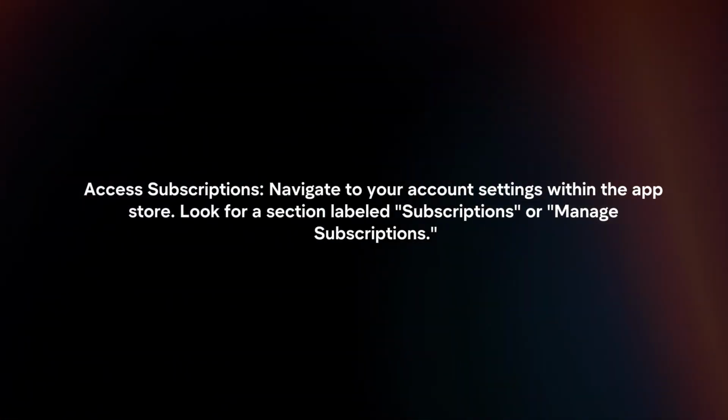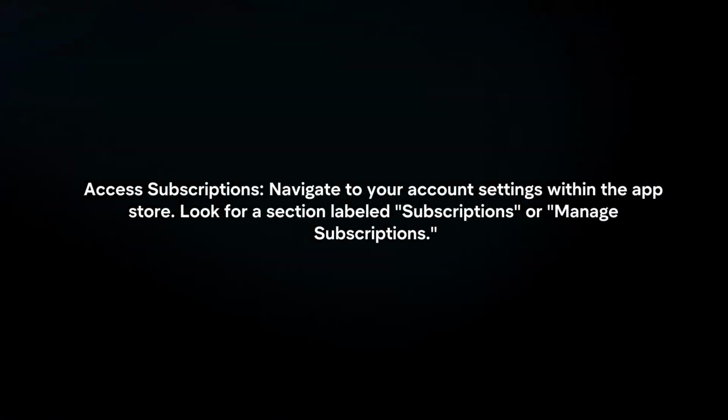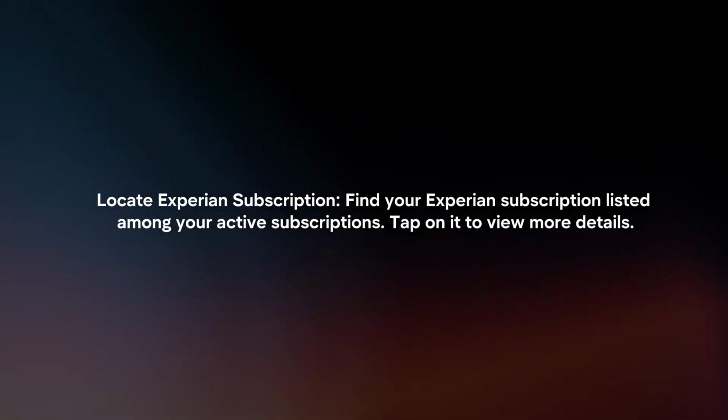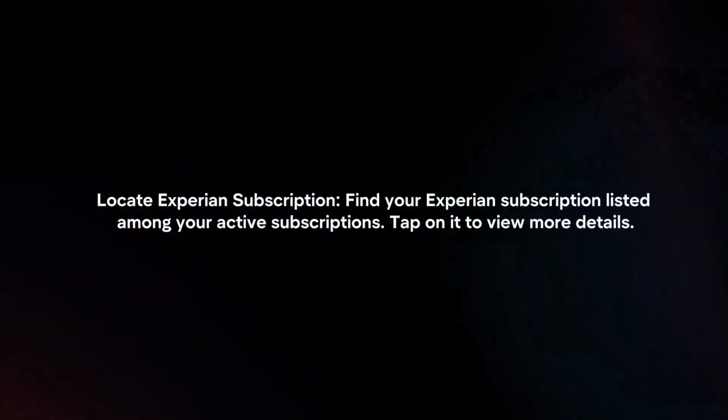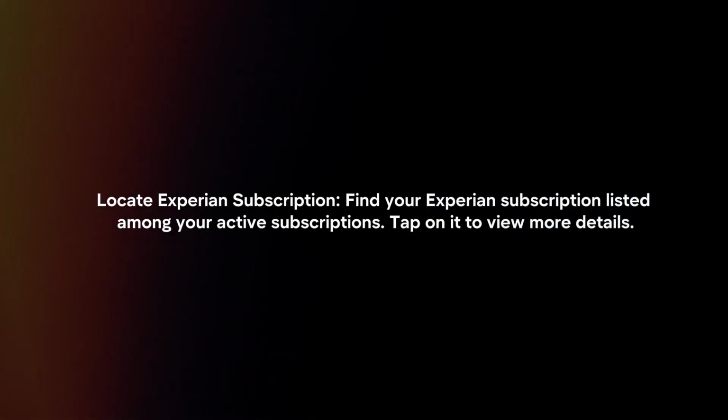Access subscriptions. Navigate to your account settings within the App Store. Look for a section labeled Subscriptions or Manage Subscriptions. Locate Experian subscription. Find your Experian subscription listed among your active subscriptions. Tap on it to view more details.